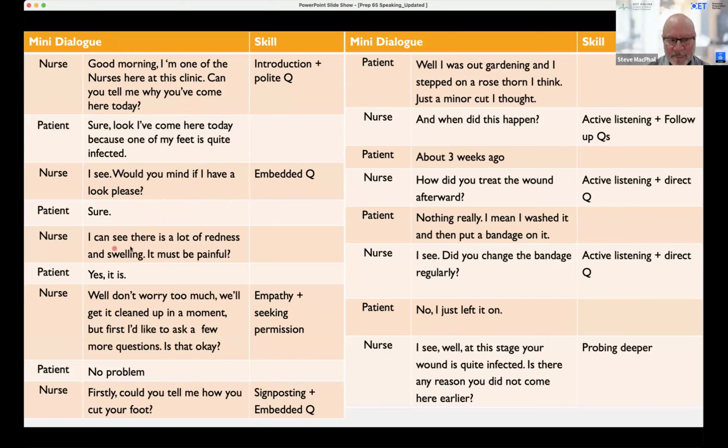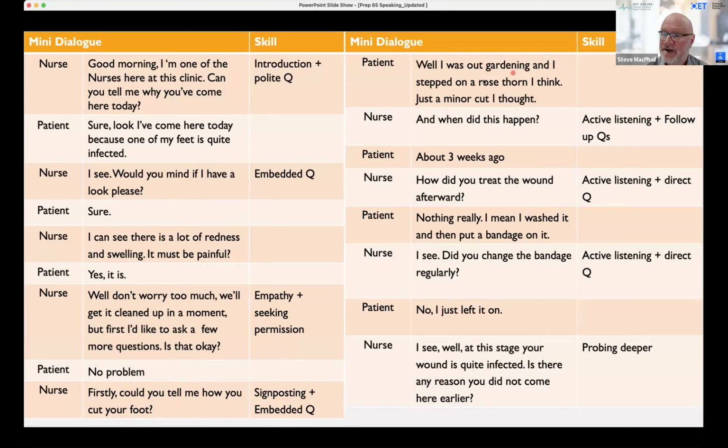"Sure. I can see there's a lot of redness and swelling. It must be painful." "Yes, it is." "Well, don't worry too much. We'll get it cleaned up in a moment. But first, I'd like to ask a few more questions. Is that okay?" So we're showing empathy here. Don't worry too much, because we're going to clean it up. But we're also seeking permission to ask questions. That's very respectful, helps build that rapport. "No problem. Firstly, could you tell me how you cut your foot?" Signposting with firstly is good, and another embedded question.